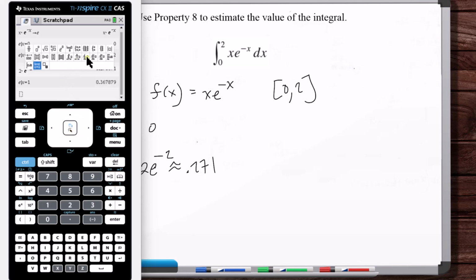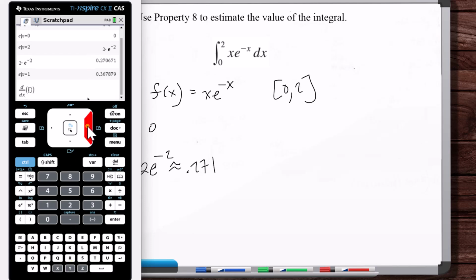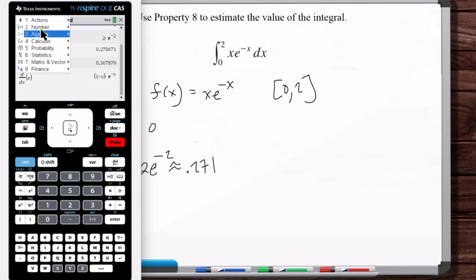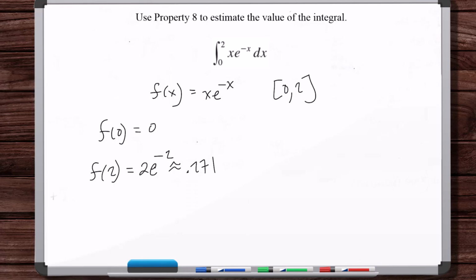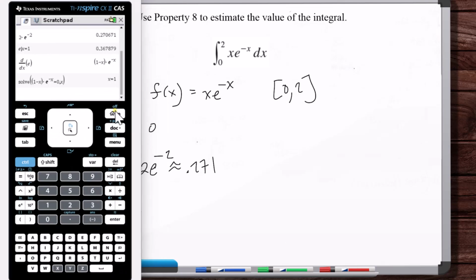Now we need to get the critical points. There's the derivative. Now let's solve for when this is equal to 0 for x. X is equal to 1. And is there anywhere where this doesn't exist? No. This exists for all numbers. So x equal to 1 is a critical number. So we want to now evaluate the function at x equal to 1, and that's 0.368.